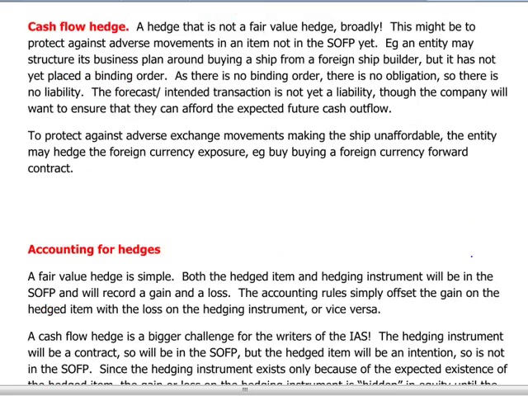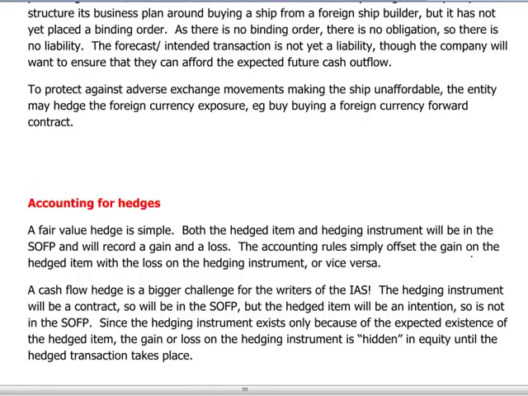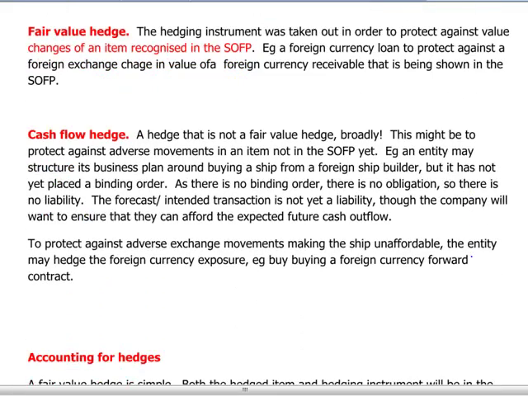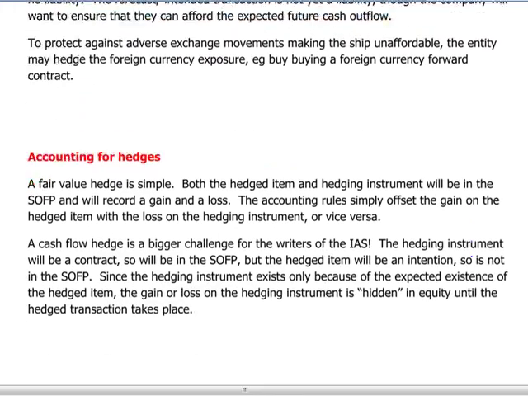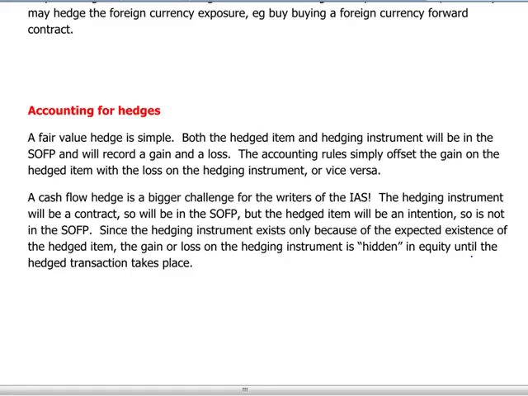Accounting for hedges is not really that complicated. If we are talking about a fair value hedge, remember both the hedged item and the hedging instrument are in the statement of financial position. One will go up in value, making a gain, the other one will make a loss. Ideally, they will net each other off, but both the gain and the loss will be reflected directly in P&L.